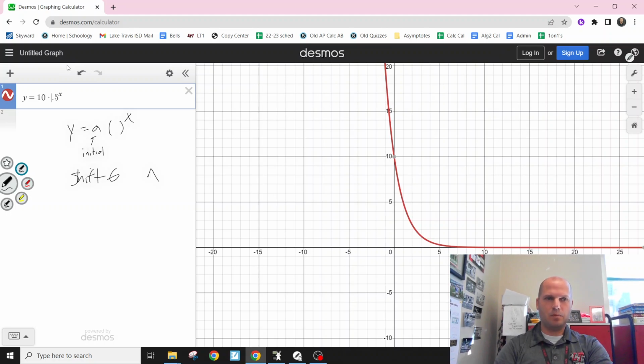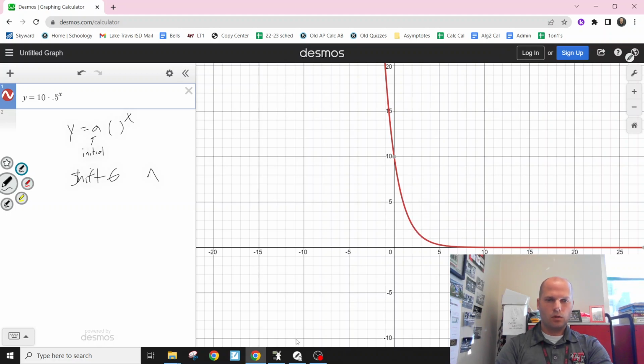But then I am decaying. I'm reducing by 50%, or I'm multiplying this number by 0.5 every time. So I get half of it, which is 5, after 1 year. And then after 2 years, I'll have half of that. So I'd get 2.5 after 2 years.